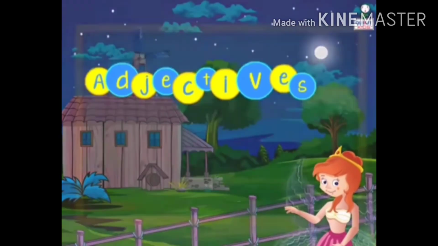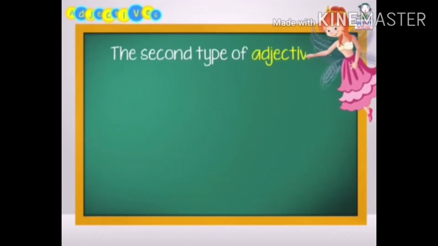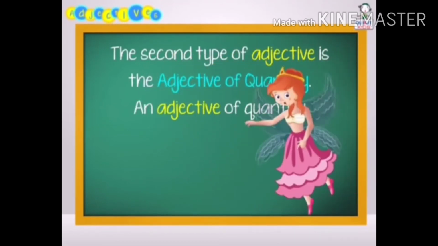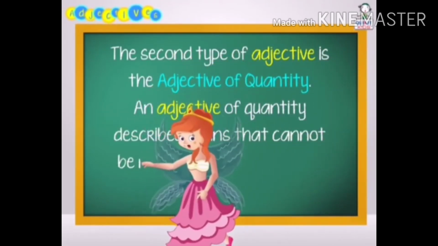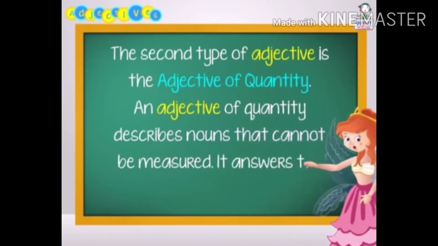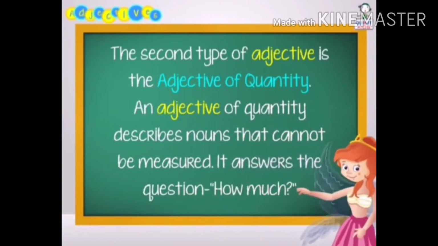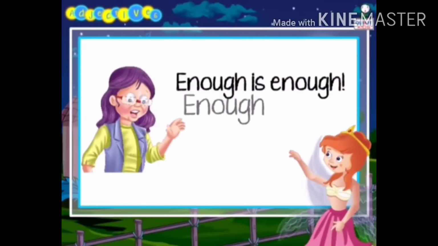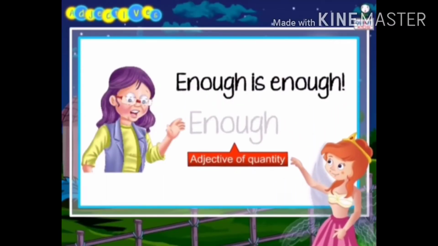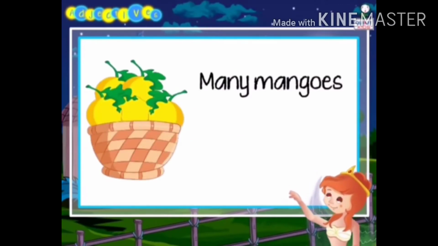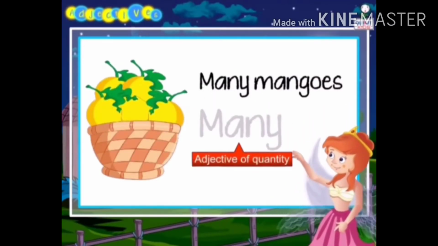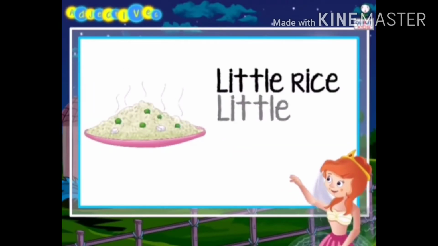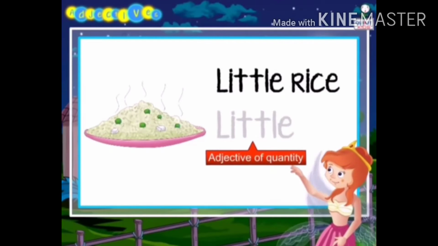Welcome, friends! The second type of adjective is the adjective of quantity. An adjective of quantity describes nouns that cannot be measured. It answers the question, how much? Enough is enough. Enough is adjective of quantity. Many mangoes. Many is adjective of quantity. Little rice. Little is adjective of quantity.